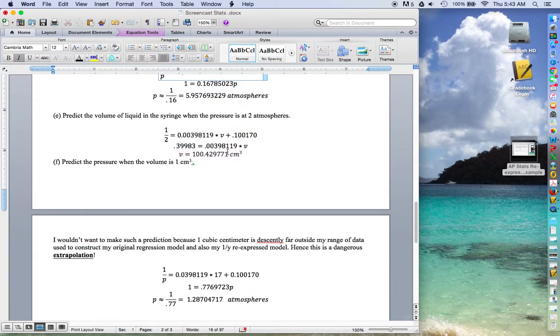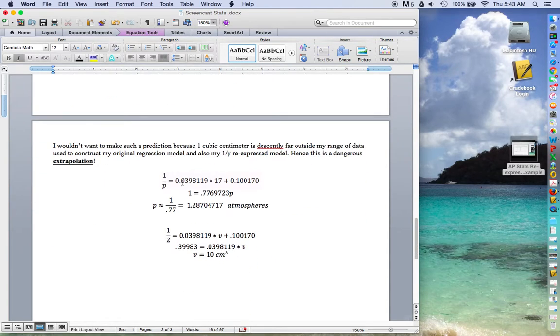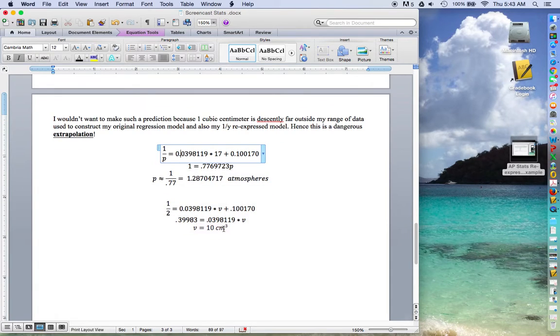So this really shows the point of checking to make sure your predictions are realistic based on the data that you've collected. So here's where I fixed that mistake and cut out that extra 0, reperformed the calculations, and I got about 1.28 atmospheres for 17 cubic centimeters. And for 2 atmospheres right here, I ended up getting 10 cubic centimeters, which makes sense based on what we looked at a second ago.